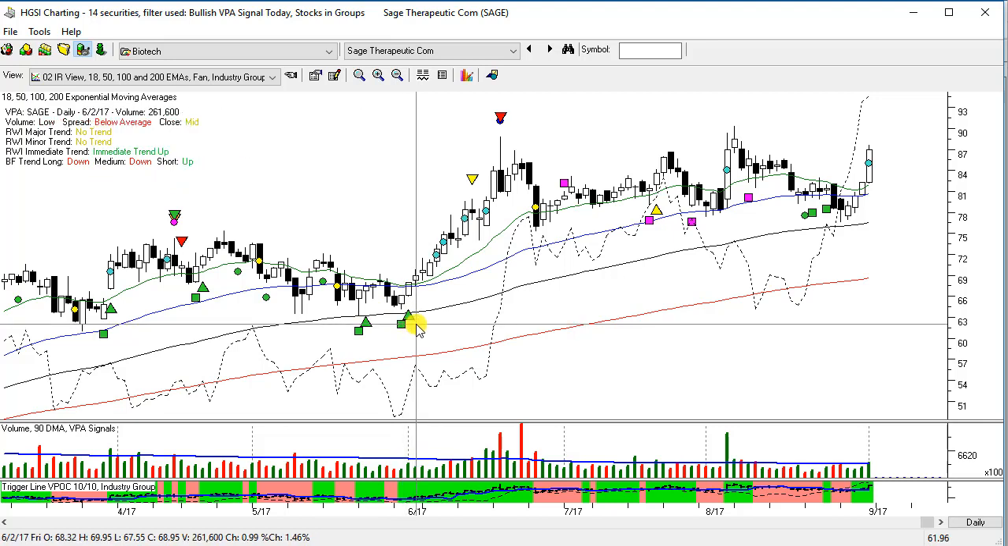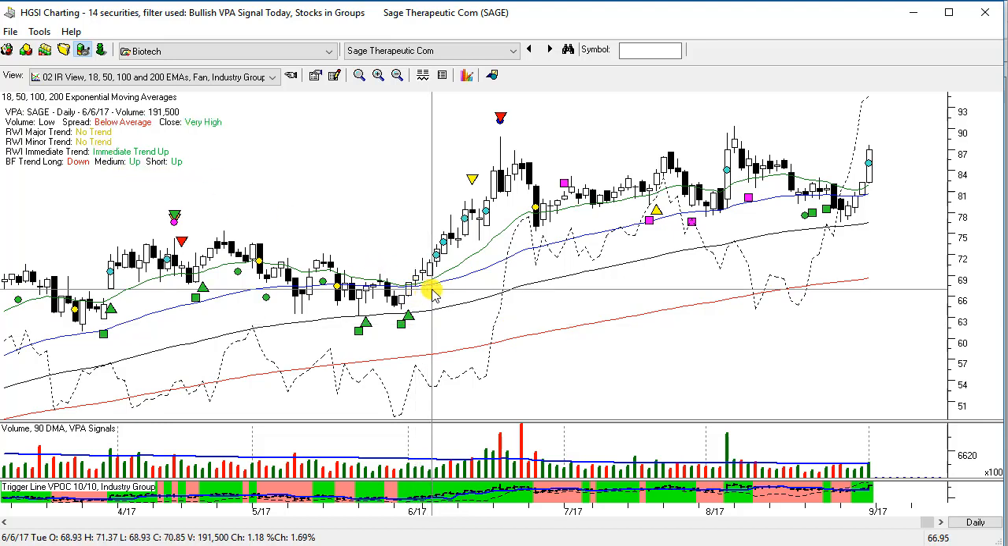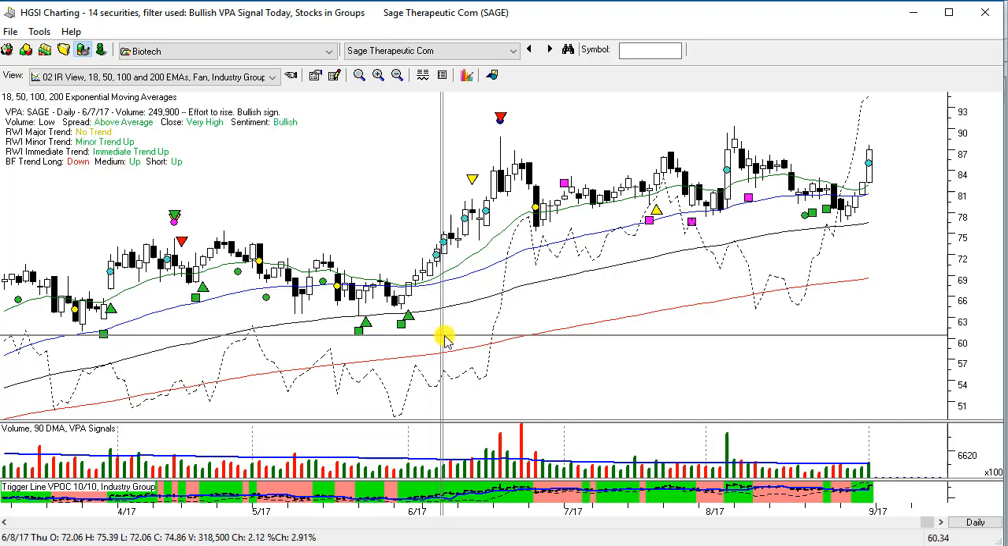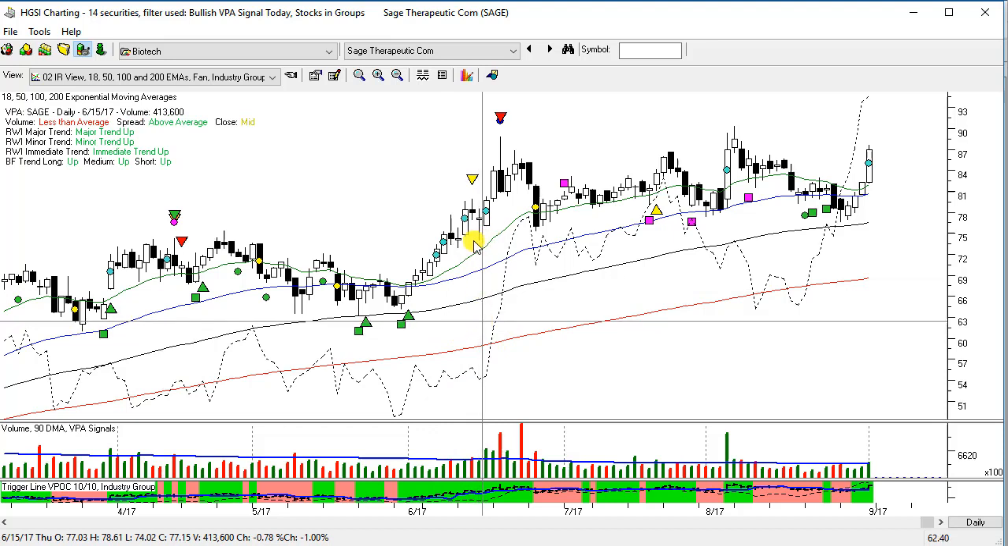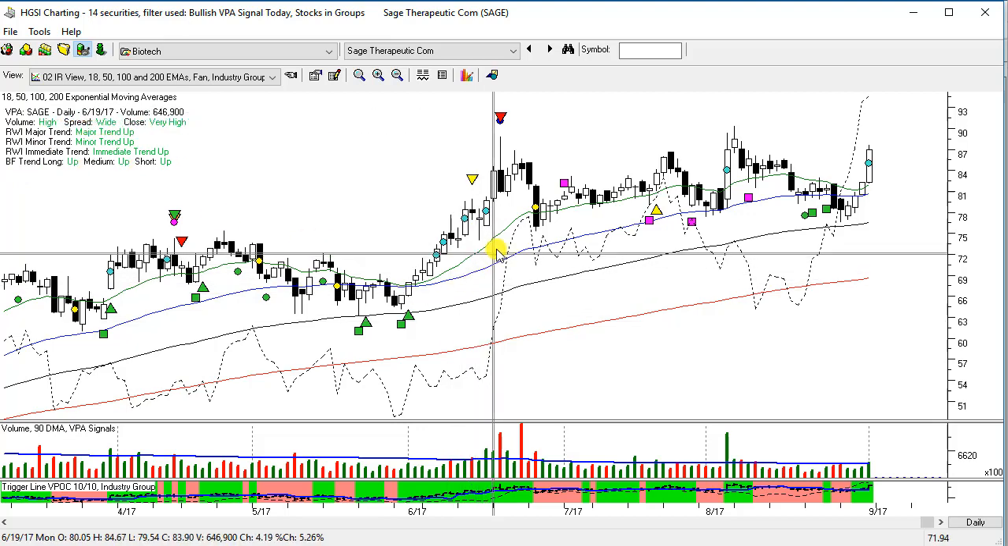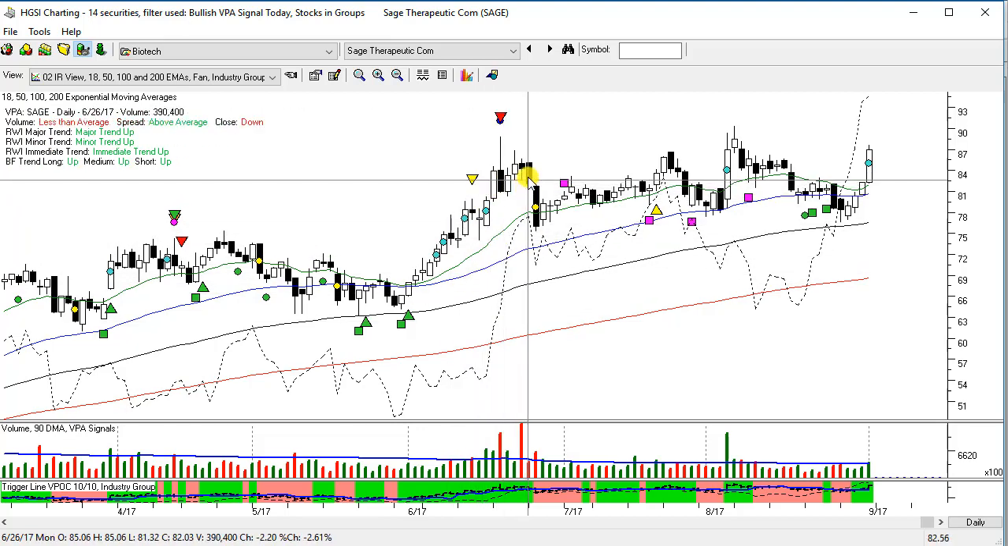And as I move over 1 day from this point, notice that the short-term trend turned up. And as I keep moving over, the medium-term trend also turned up. And as I keep going, the long-term trend did turn up. So now I know that the stock is trending up. And you can see that it remained in an uptrend.